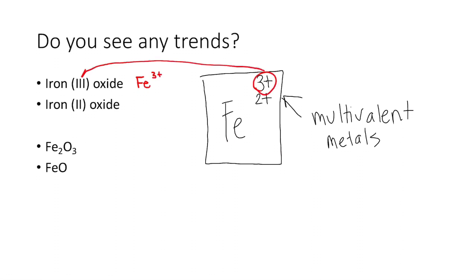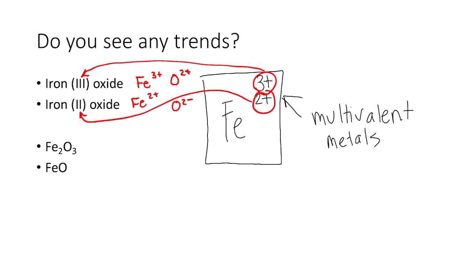So this 3+ is represented by this Roman numeral, and this represents this Roman numeral. So the brackets tell us which charge for the multivalent metal we are going to use. So Fe3+, O2- are our ions here, and then Fe2+, O2- for our second example there.